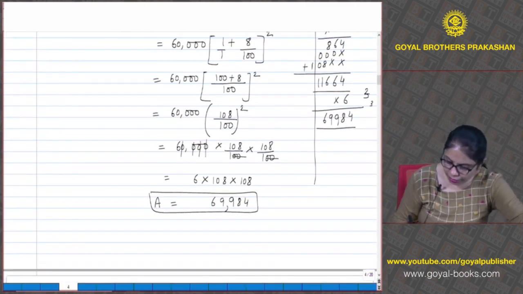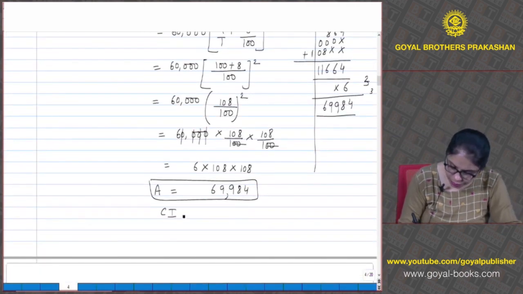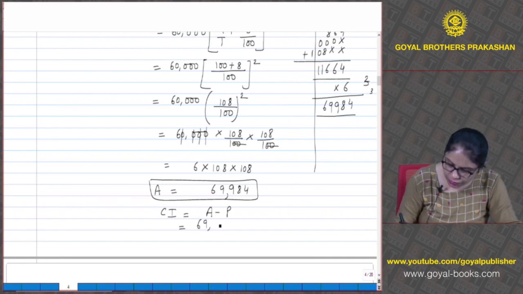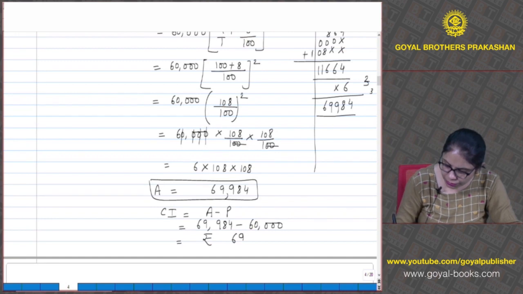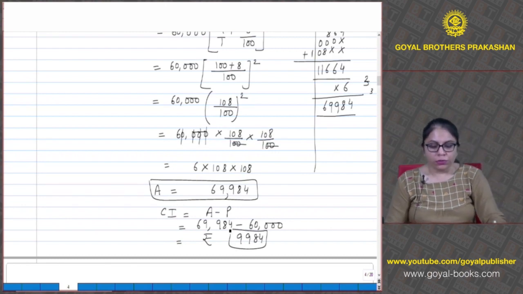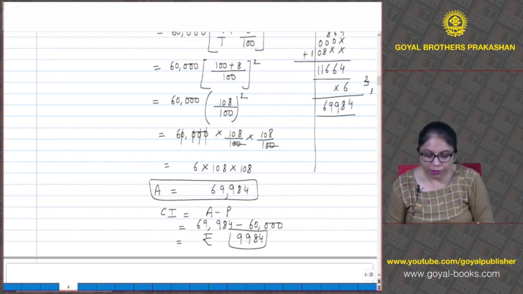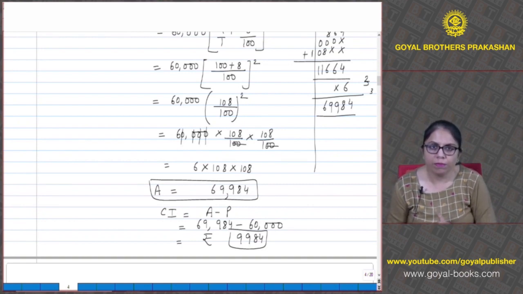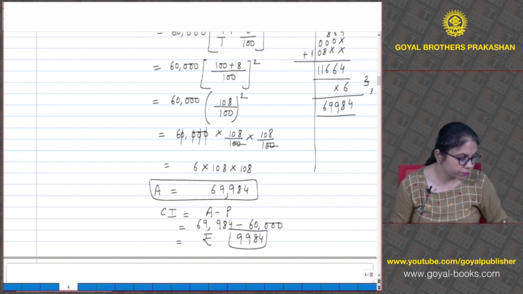Now we will find compound interest. What is the formula of compound interest? Amount minus principal. The amount is 69,984. Principal is what? 60,000. Now we will subtract it. We get 9,984. Clear? So this is the process by which we can find amount and compound interest.